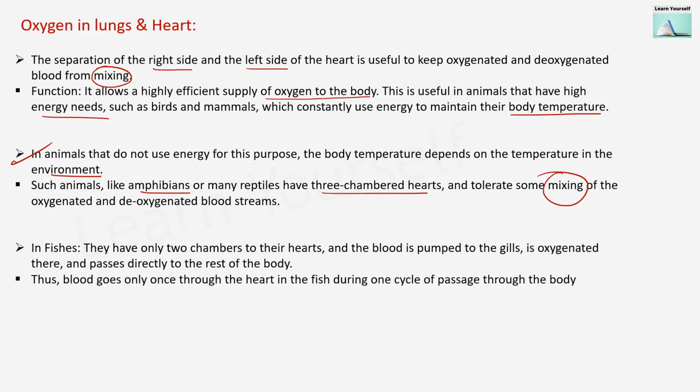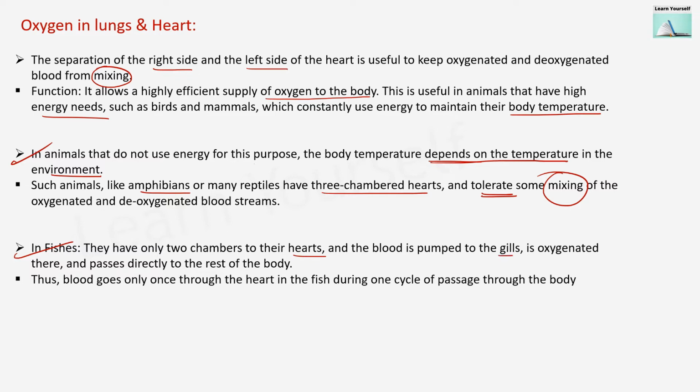So animals whose body temperature is depending upon the temperature of the environment, they do not require such a huge amount of oxygen. So they allow and they will tolerate some of the mixing of pure and impure blood because their need is less compared to us.